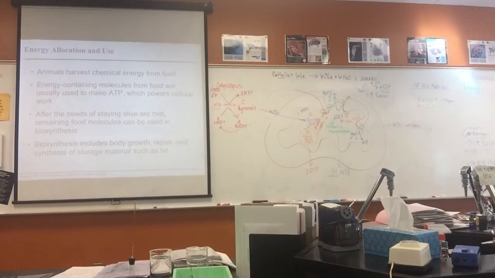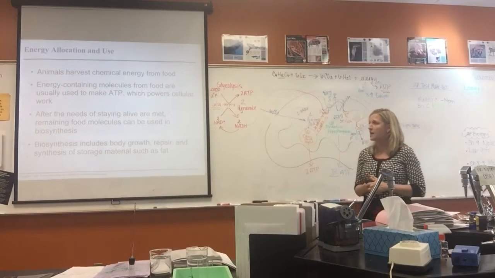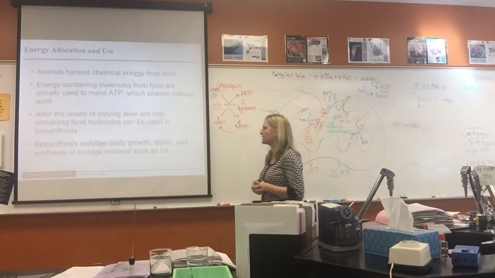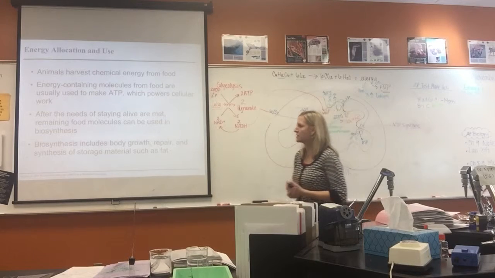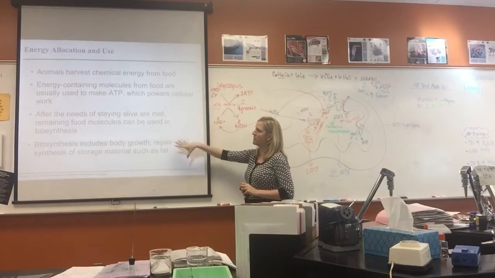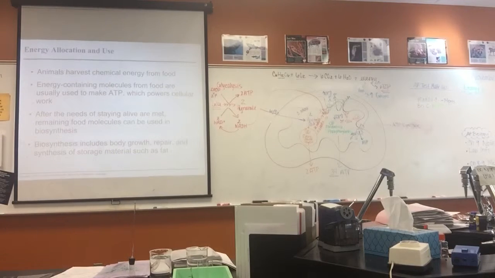And so to round everything up, animals harvest chemical energy from food. Energy-containing molecules from food are usually used to make ATP, which powers cellular work. After the needs of staying alive are met, any remaining food molecules can be used in biosynthesis. Biosynthesis includes body growth, repair, and synthesis of storage materials such as fat. So we use everything that we need for energy, and anything left over we can use to grow and reproduce cells, and repair damaged things.